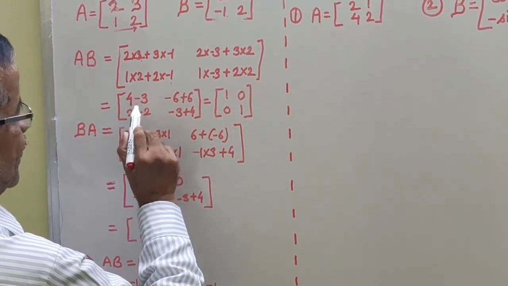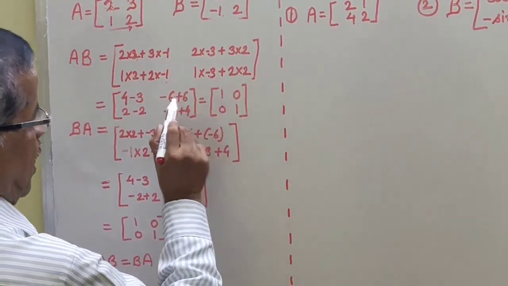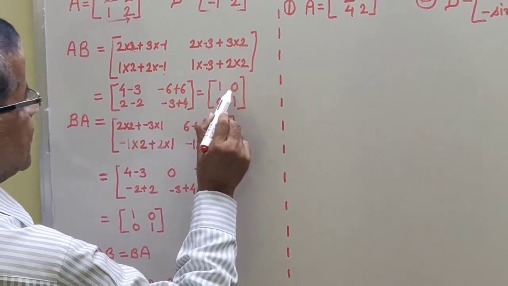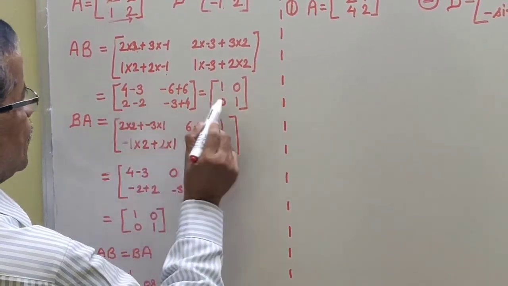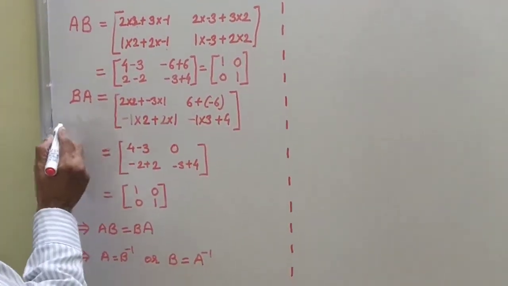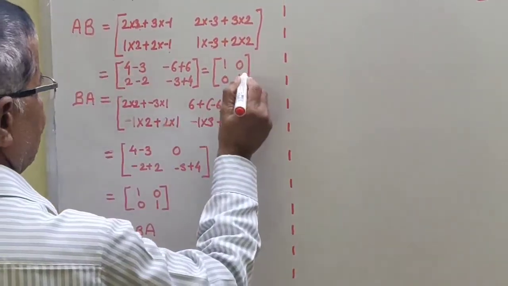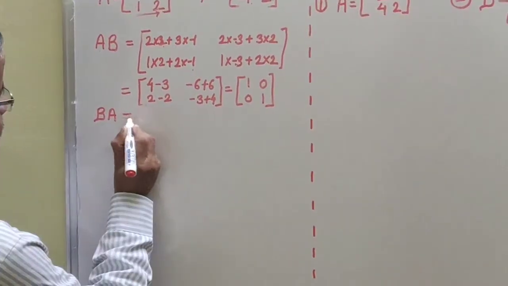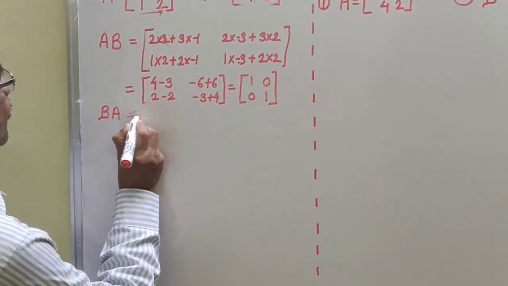Now simplifying this, 4 minus 3 is 1, plus 6 minus 6 will get cancelled, 0, 2 minus 2 is 0, 4 minus 3 is 1. Now I get A into B is equal to the identity matrix. Now I will multiply B into A.